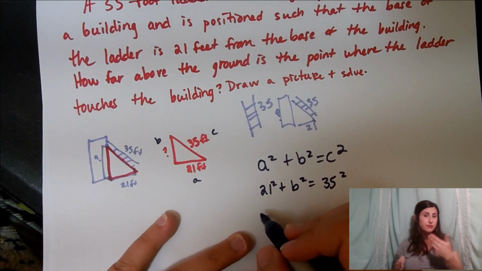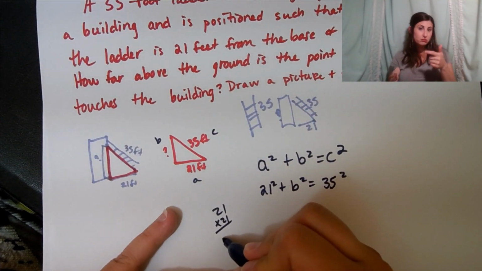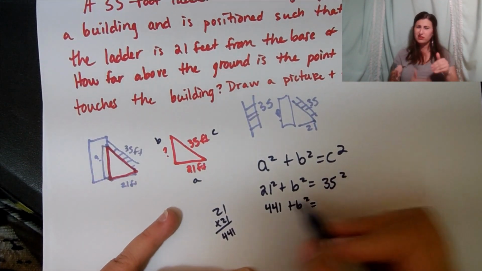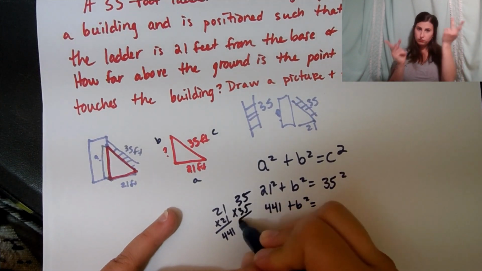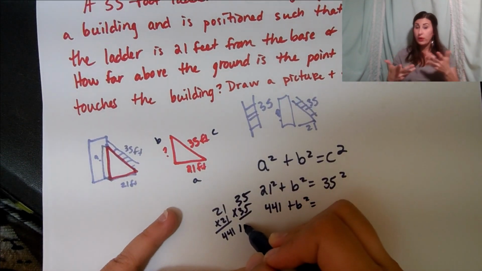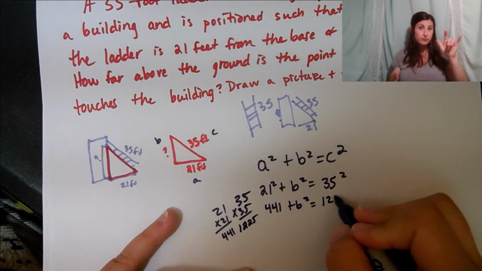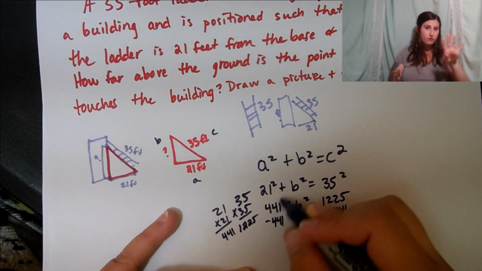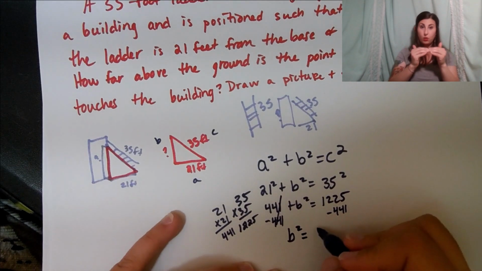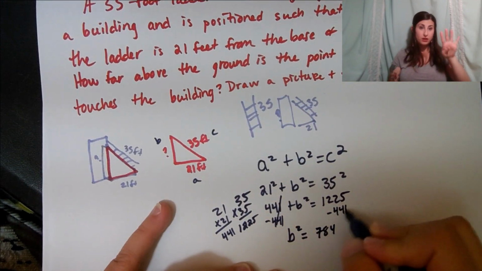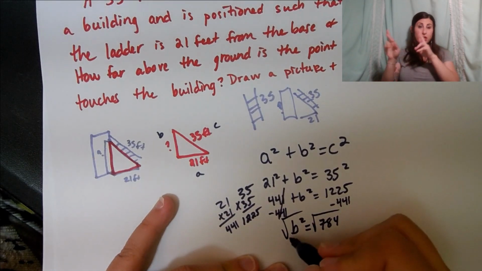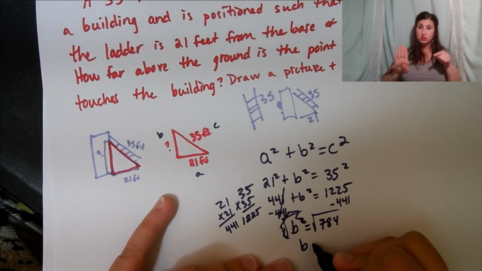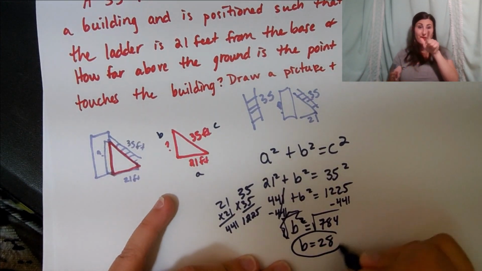21 squared, I can do 21 times 21, and when I do, I get 441. Plus b squared equals, I don't know what 35 squared is, so I'm going to say 35 times 35. And when I do that, I get 1,225. Then I'm going to minus 441 to get b by itself. B squared equals 784 when I subtract. I square root both sides because that cancels that. The square root is the inverse of a square, so b equals exactly 28.